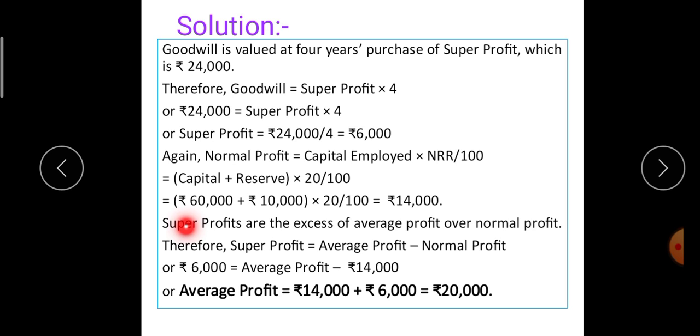Now super profit, we have already studied that super profit's formula is average profit minus normal profit, and according to the question we have to find out average profit. Put the value of super profit 6,000 in this formula. Normal profit is 14,000. Okay, so solving this equation we will get average profit is equal to 6,000 plus 14,000. So average profit is 20,000 rupees. Average profit is equal to super profit plus normal profit, and 14,000 plus 6,000 we will get 20,000. The answer is 20,000 rupees.